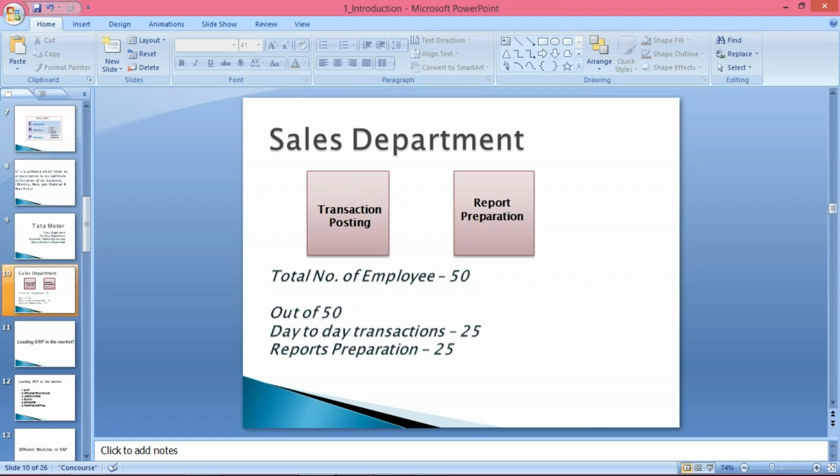Apart from this, after a certain time the customers are going to make payments, so those payment-related transactions are also going to be recorded somewhere in certain registers. So out of 50, 25 people are involved in recording day-to-day transactions. What about the remaining 25? The remaining 25 people are involved in report preparation.